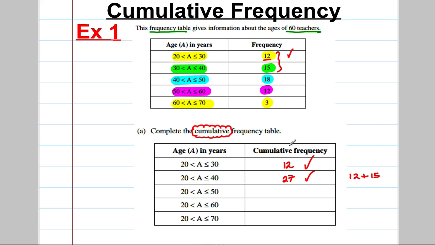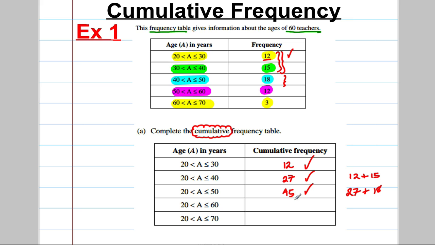And then what we do is, to get between 20 and 50, we add all 3 of them. But what we can do is, we know that up to this point is 27. These two have added to 27, so I add another 18. So this one, I do 27, the number above, add 18. Okay? And 27 add 18 is 45.